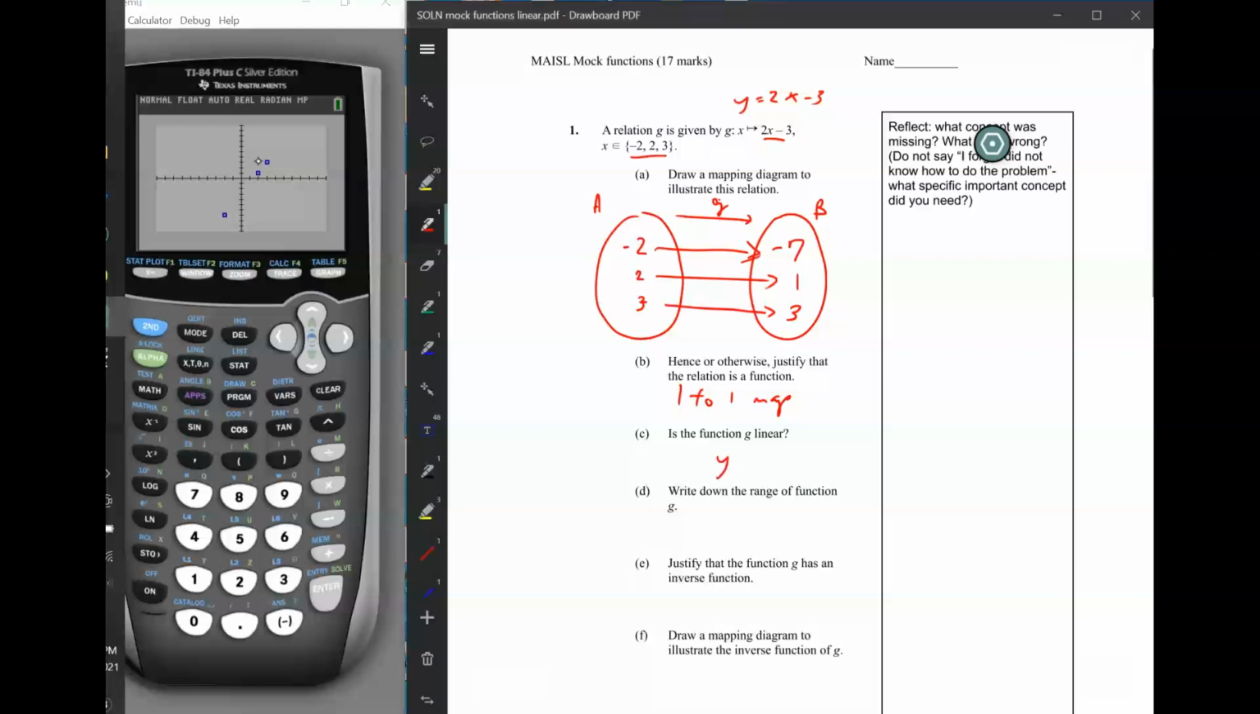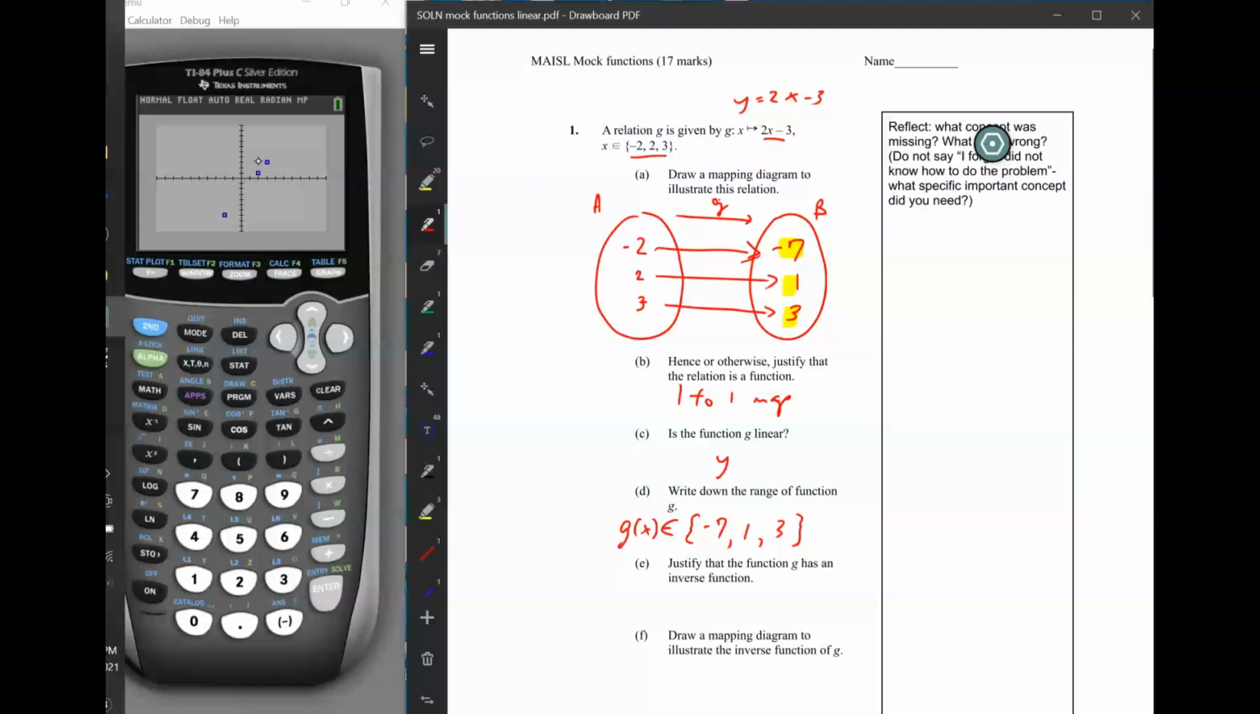Write down the range of function G. In this particular case, the range is going to be these 3 numbers here, right? So I'm just going to make a set here: {-7, 1, 3}, because those are the 3 numbers that are in the range. I could say something like G of x is an element of {-7, 1, 3}, but just the set is fine. Justify that the function G has an inverse function.